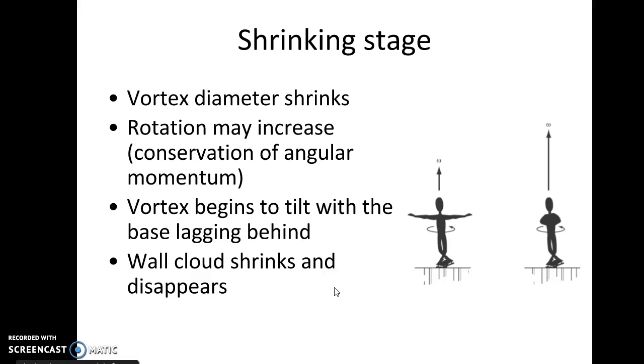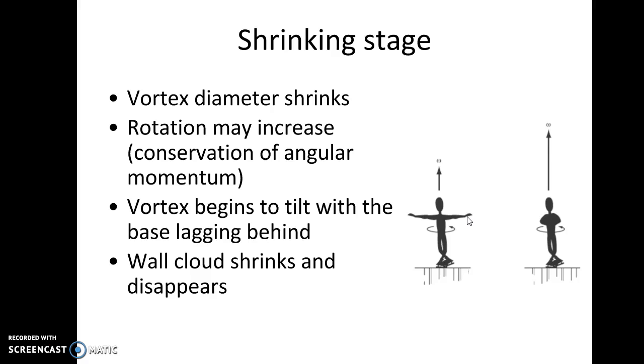After we reach the mature stage, we get to the shrinking stage. The diameter begins to shrink. This is due to what's called angular momentum. And this is kind of a strange idea, but as the tornado shrinks, its wind speed increases.